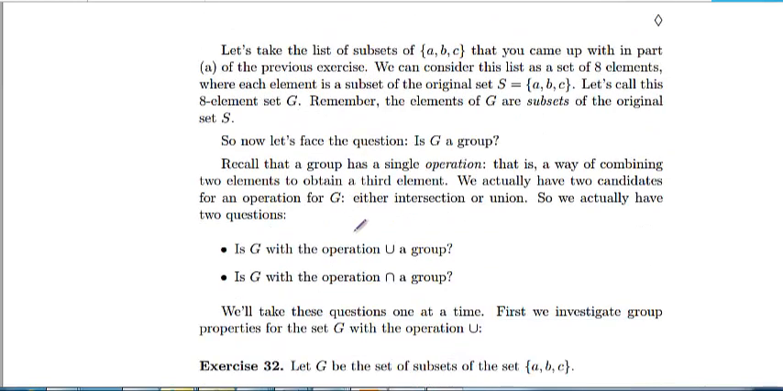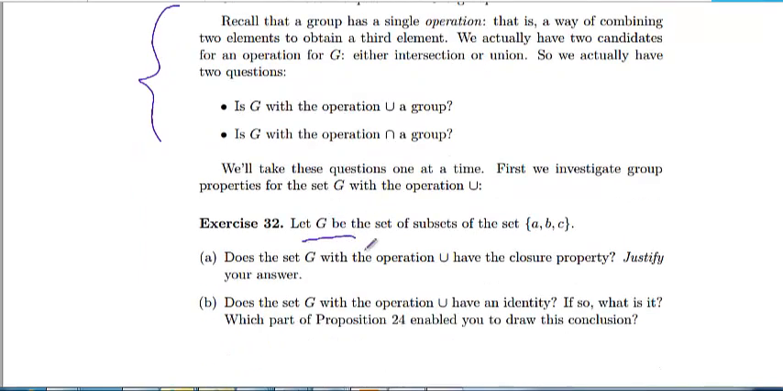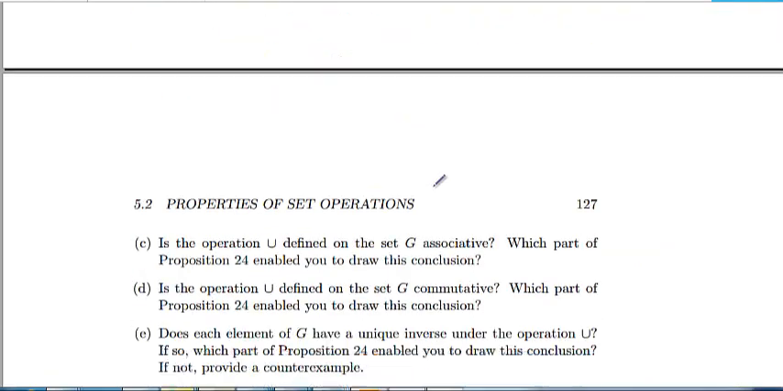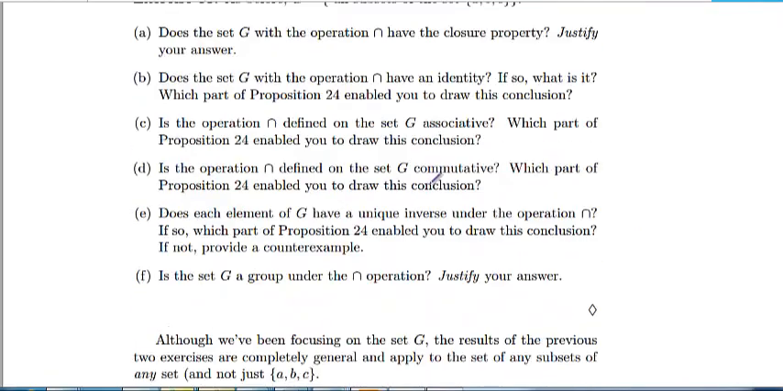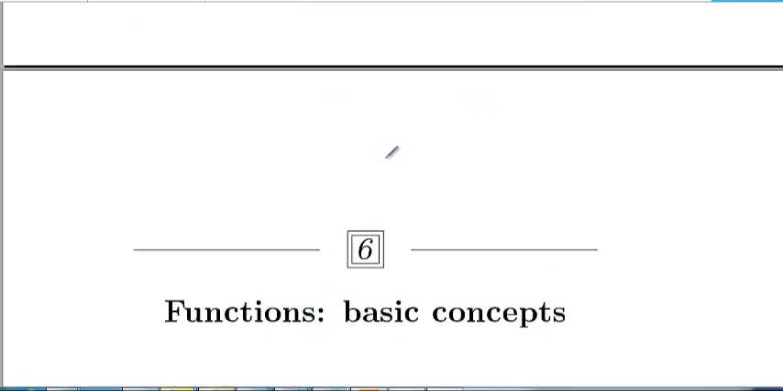So as I said, here we investigate this question: is the set of subsets of a given set a group? You just work through these exercises and see if all of these properties hold. I'm just going to skip here. I think that's all I'm going to say about sets.